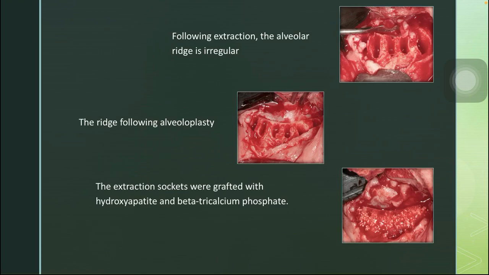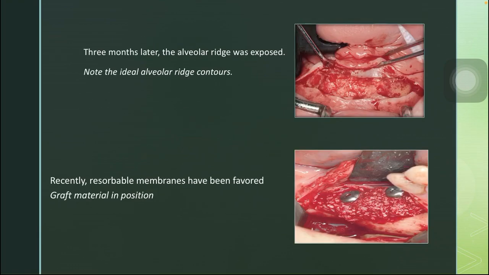Following extraction, the alveolar ridge is irregular as pictured in the top right. The ridge following alveoloplasty, which is a smoothing of bone, and the extraction socket was grafted with hydroxyapatite and beta-tricalcium phosphate. 3 months later, the alveolar ridge was exposed, and note the ideal alveolar ridge contour.